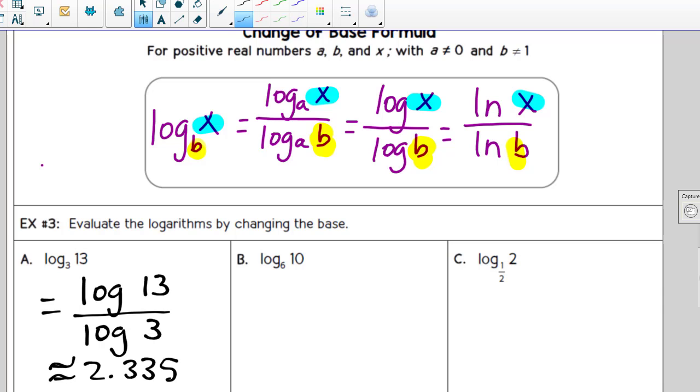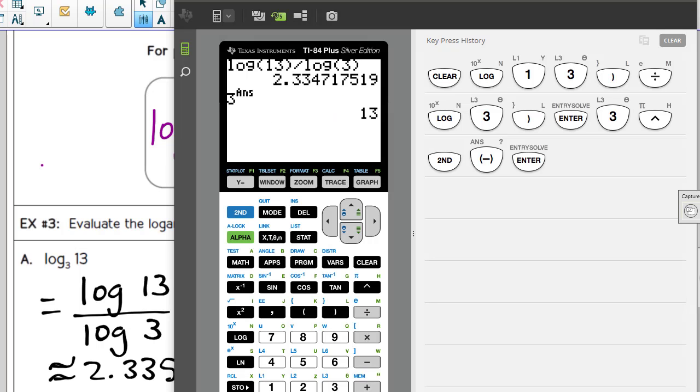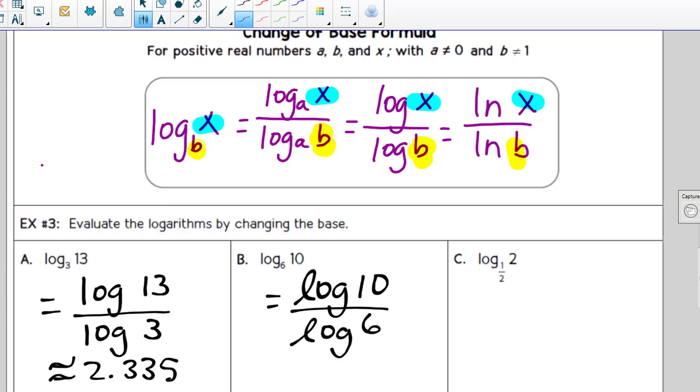Okay. All right, so what if we had log base 6 of 10? I could rewrite that as what? Okay, log 10 over log 6. Okay, and just do that on the calculator. Okay, very good. Yes. All right, so 1.285.